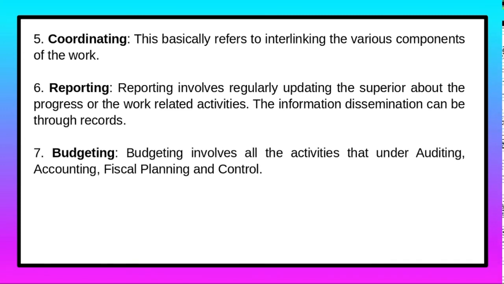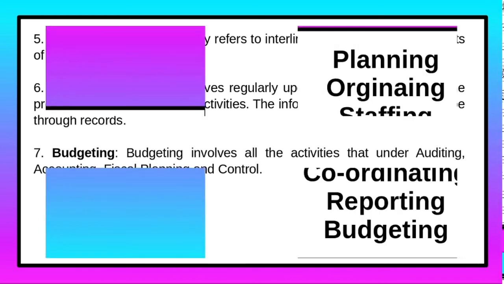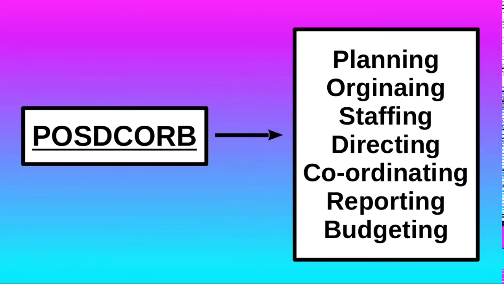Six, reporting. Reporting involves regularly updating the superior about the process or the work-related activities. The information dissemination can be through records. Seven, budgeting. Budgeting involves all the activities that come under auditing, accounting, financial planning, and control. POSDCORB.